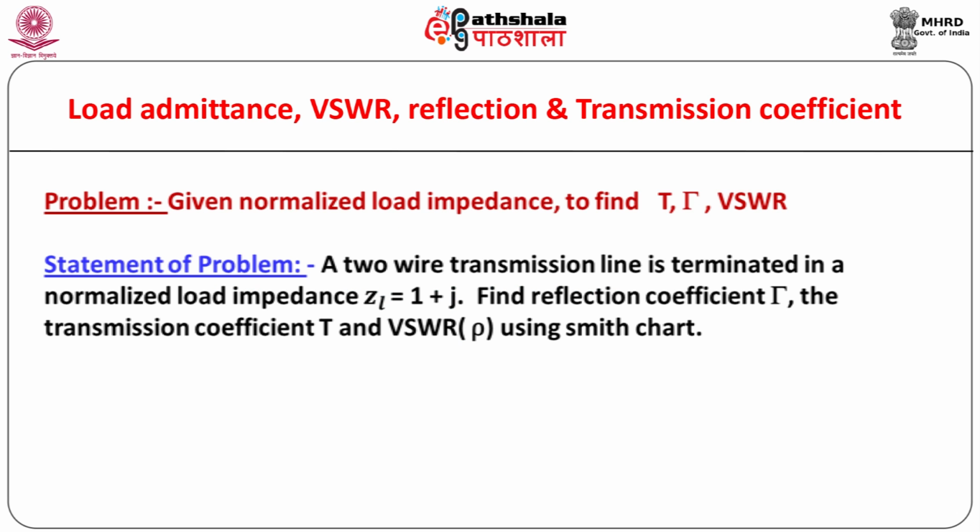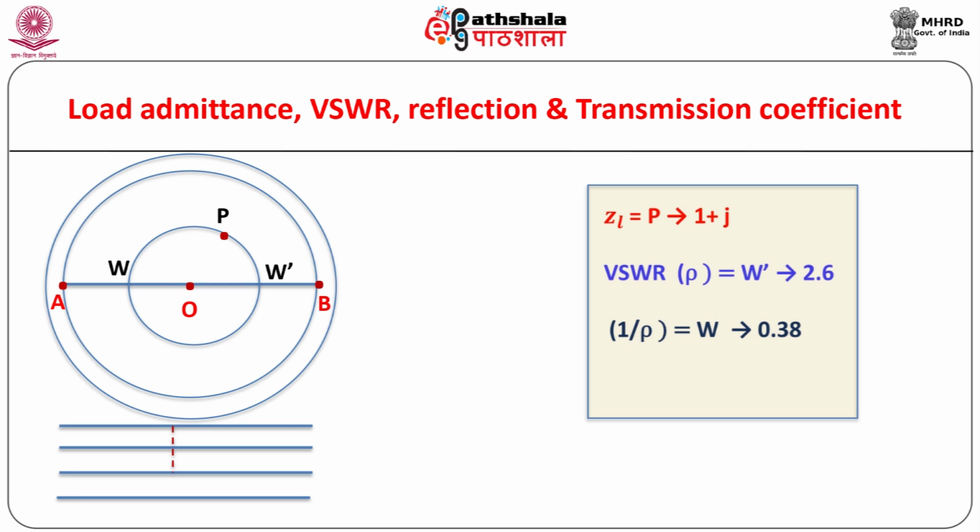Let us discuss the second problem. The statement of the problem is as shown. Here, given the normalized load impedance, we will study how to find the reflection coefficient gamma, the transmission coefficient T, and VSWR using the Smith chart. For solving the above problem, follow the stepwise procedure as shown. As a first step, plot the normalized load impedance, that is point P, on the Smith chart. Step number 2. With O as center, draw a circle with OP as its radius. Let the circle intersect the radius AO at W and OB at W dash.